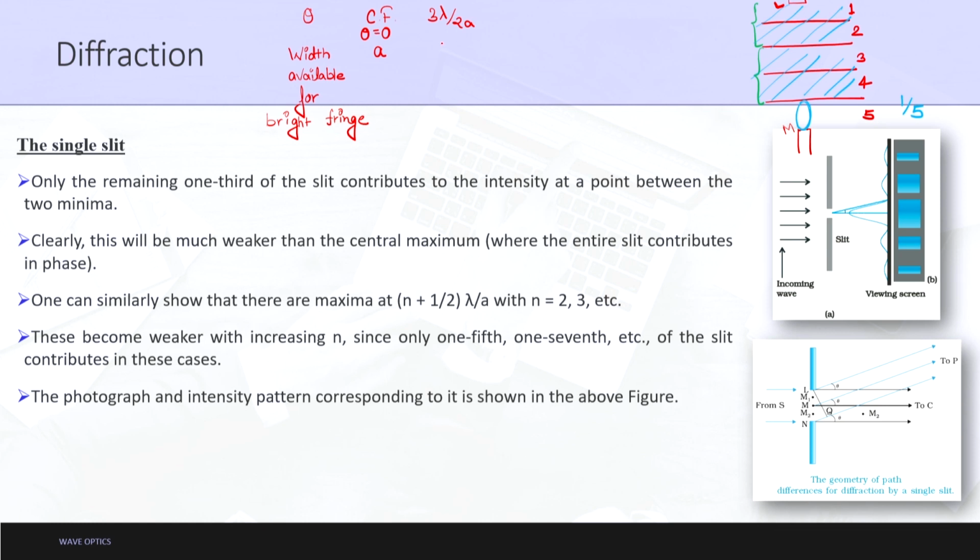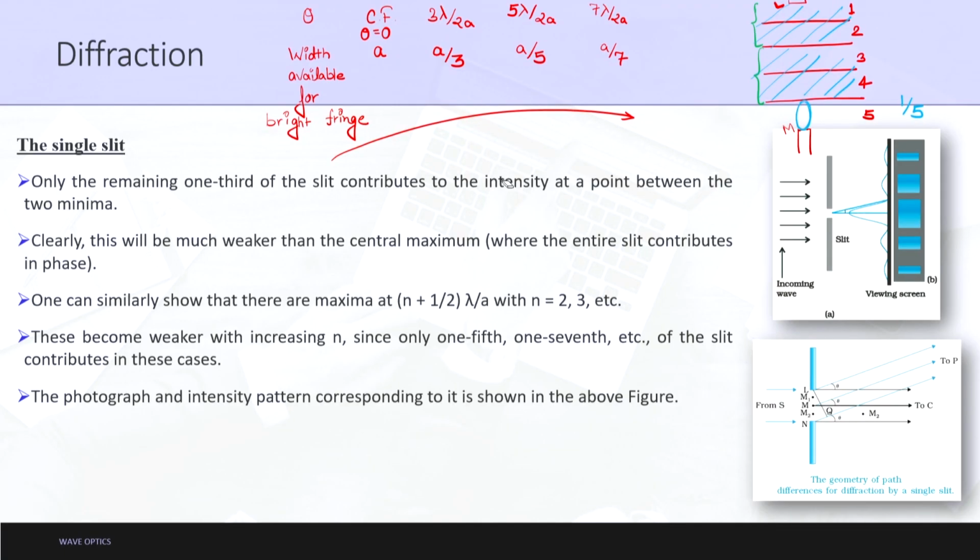So what will happen in this case? The value of width available for bright fringe is nothing but a by 3. Similarly for 5 lambda by 2a it will be a by 5. For 7 lambda by 2a it will be a by 7. So as you can see, quite evident that the width available for bright fringe keeps on decreasing, and because the slit width is decreased, the intensity also gets decreased. Hence as we move in either direction, because theta can be either above or below, it does not matter, the intensity keeps on decreasing. So this was the complete concept of single slit.